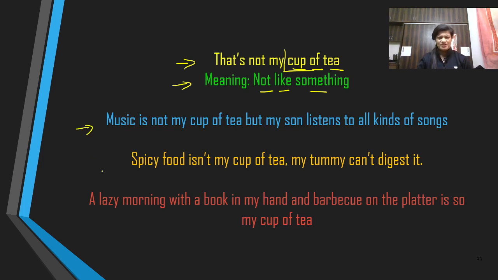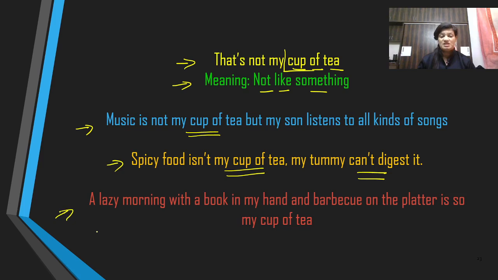How can we use it in our sentences? Well, like this. Music is not my cup of tea, but my son listens to all kinds of songs. That means I don't like music a lot, but my son does. Well, spicy food isn't my cup of tea, but my tummy can digest it. Well, I don't really like spicy food. It's not my cup of tea. The reason is my tummy can't digest the spicy food. It's really spicy and it hurts.